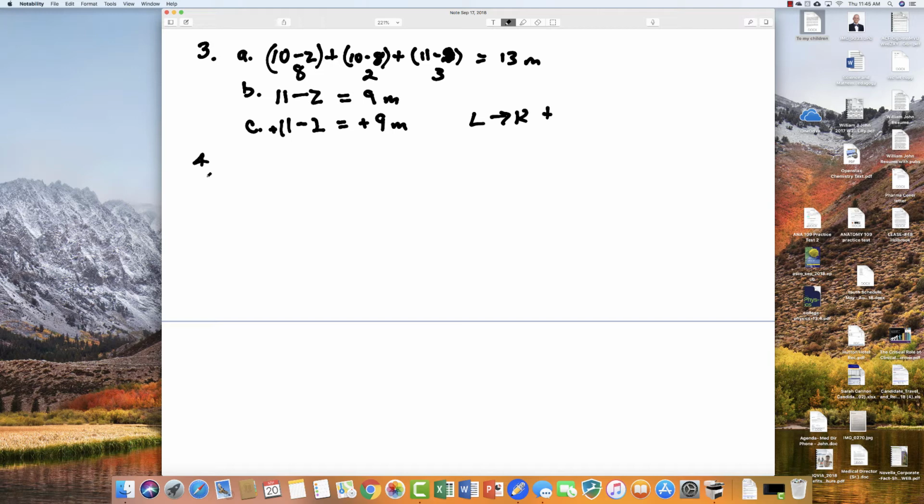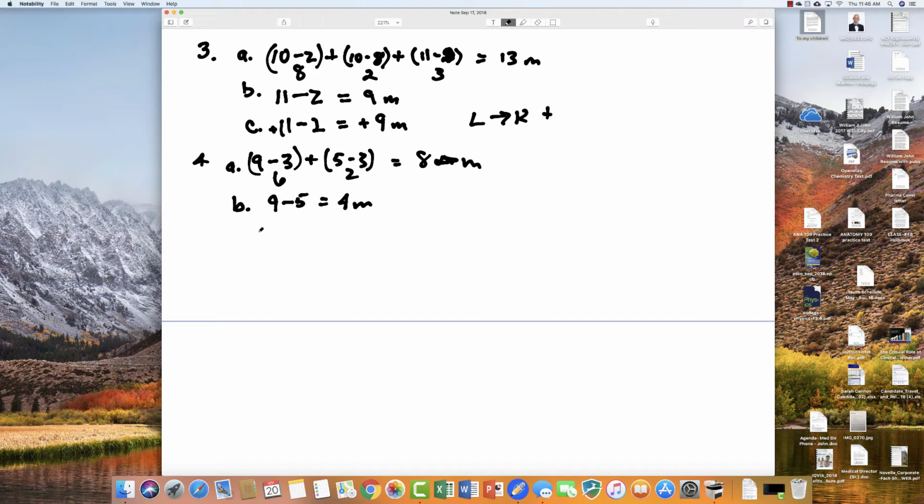Number 4 is a very similar problem. You start out with 9 for distance, 9 minus 3 plus 5 minus 3. And if you do the math here, this is 6 and this is 2, and so you end up with 8 units, or 8 meters. Let's say meters. B is 9 minus 5, which is your end point, or 4 meters.